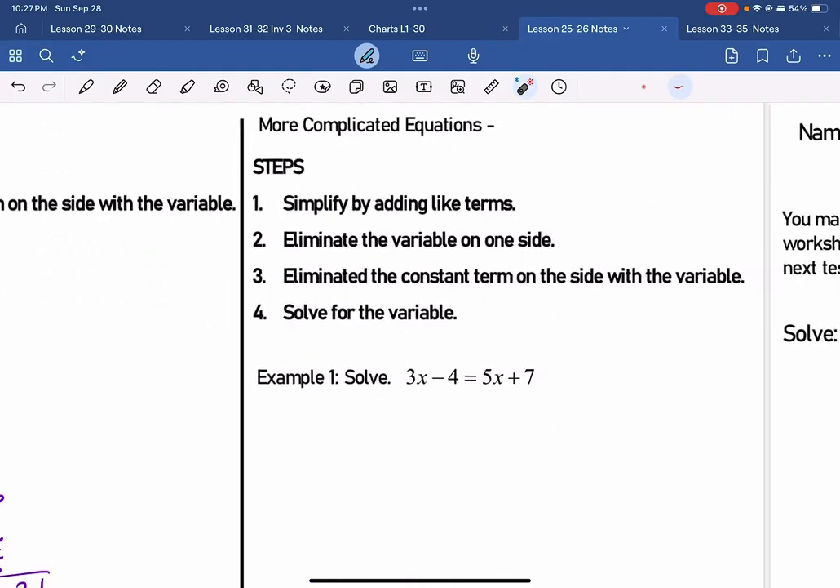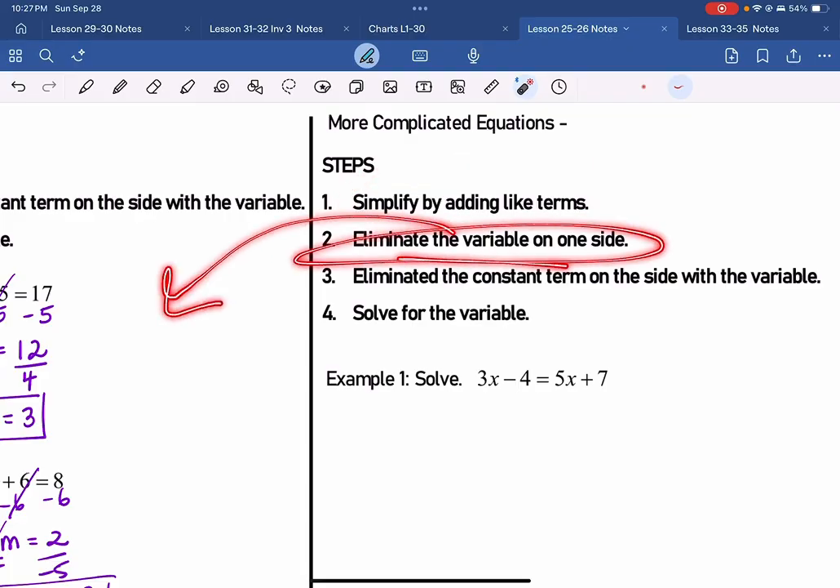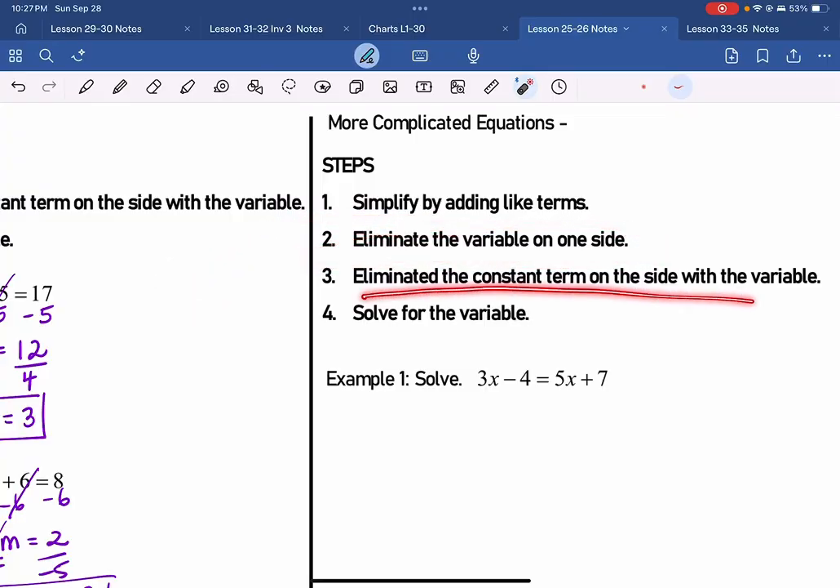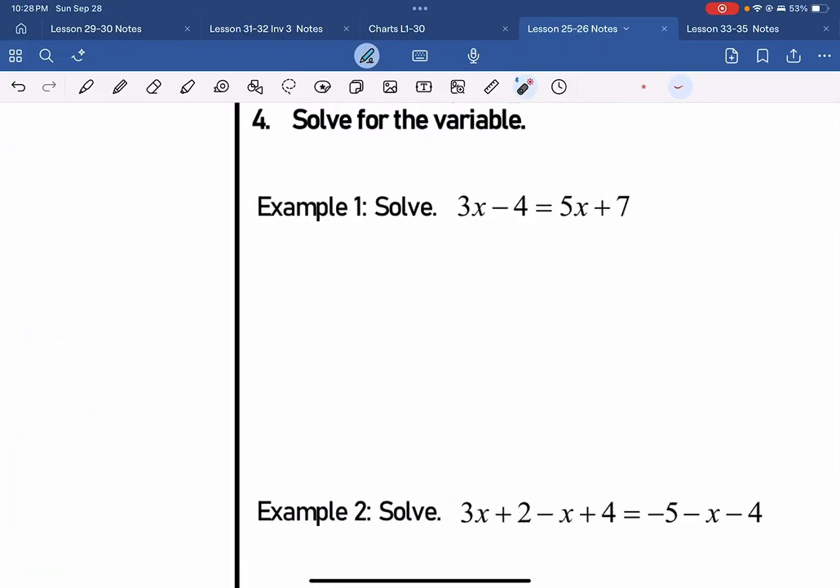Let's move on to lesson 26, more complicated equations. You're going to simplify by adding like terms. Be careful when you do that. Then you're going to eliminate the variable on one side, just like we were doing on this lesson. Then you're going to eliminate the constant and then solve for the variable. So all of those steps are just fancy talk for what we're about to do on example 1.